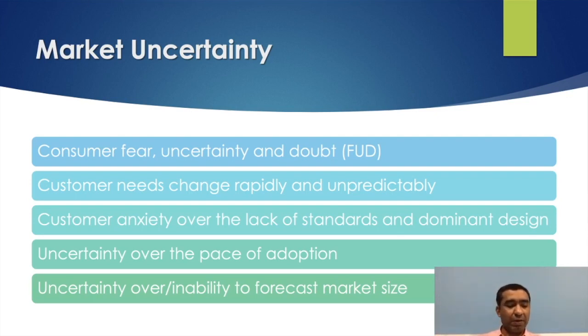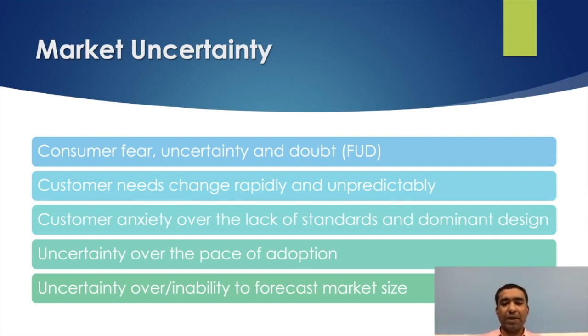Okay, now another thing is uncertainty over the inability to forecast market size. Now, market size is very important. That's why I asked you to make the decision at the strategic level, where you can do the segmentation, you can do the targeting, and you can position your product.